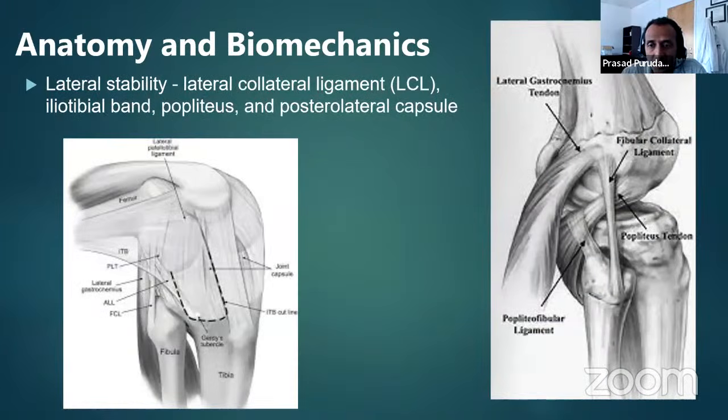On the lateral side, the lateral stability is primarily provided by the lateral collateral ligament. As we know, it arises from the lateral epicondyle and attaches to the head of the fibula. The lateral stability is also provided by the iliotibial band, which attaches over the Gerdy's tubercle over here. And then the popliteus tendon, as we know, is also an important dynamic stabilizer, along with the posterolateral part of the capsule.